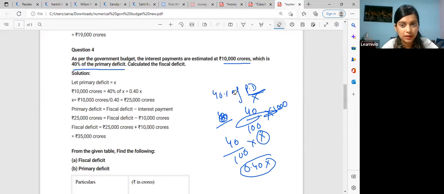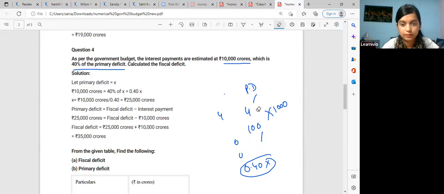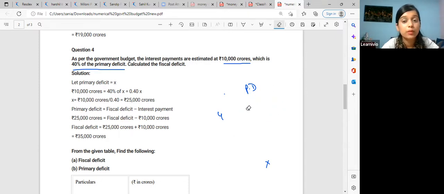I'm just explaining again. This question is very much a tricky one, but there are high chances you can get this type of question because, of course, they won't be making your paper easy, right? Now, the question was, they have given you interest payment, but they told you this interest payment is equal to 40% of the primary deficit. So you don't know what the primary deficit is. So you assume that primary deficit equals X. So now 40% of primary deficit means 40% of X.